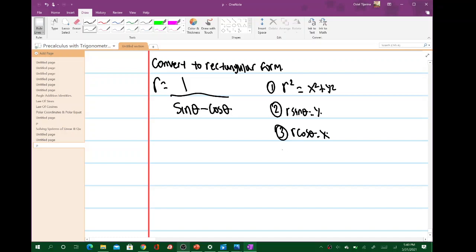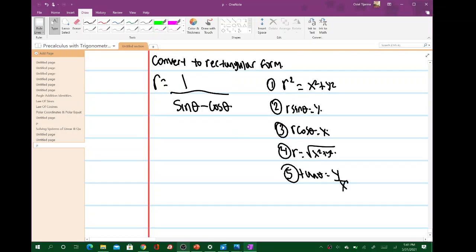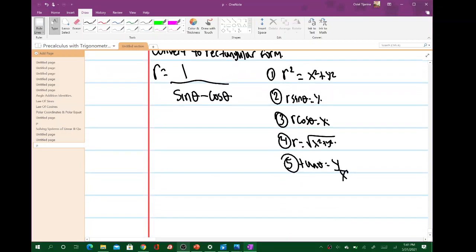And then number four can also be r equals the square root of x squared plus y squared. And then number five can also be tan theta equals y over x. Now number five you don't really need, at least I don't think. We're not really going to use that unless you're doing coordinates. Then yes, you will need to list it. It's not a requirement to list all of these every single time, but it helps.